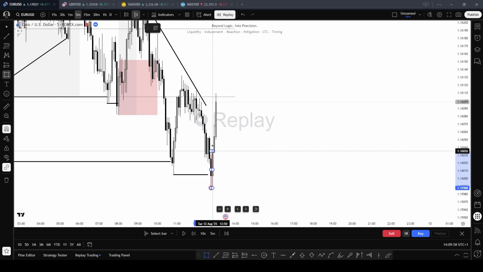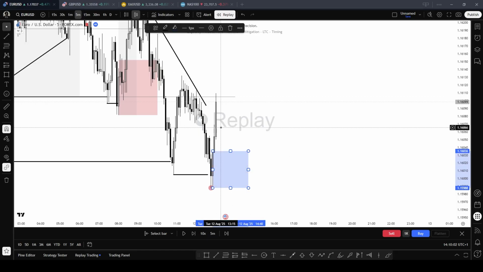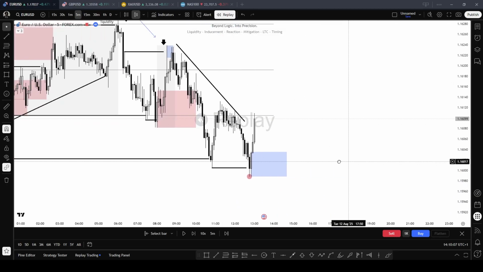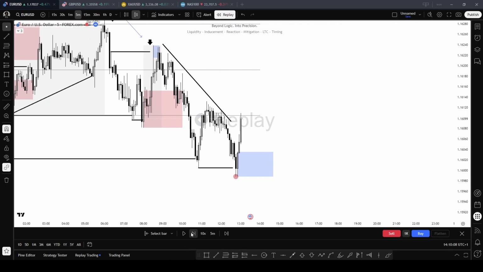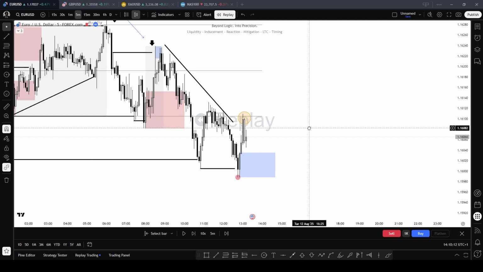A valid inducement POI that I was monitoring. New York open, New York just opened, right? And now we see what price is going to do. See this? Now focus right here. What is price doing? Price is still respecting this point of liquidity, these equal highs, right?